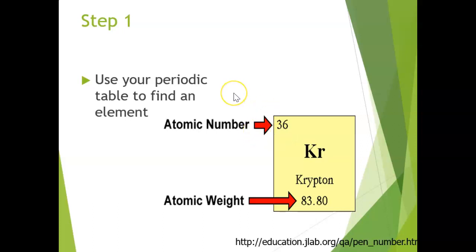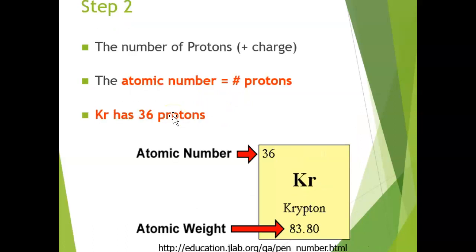Okay, so step one, use your periodic table to find the element. Step two, the number of protons. So protons have a positive charge. So the atomic number is equal to the number of protons. Okay, so the atomic number 36 means that krypton has 36 protons. All right, so the atomic number is the same thing as protons.